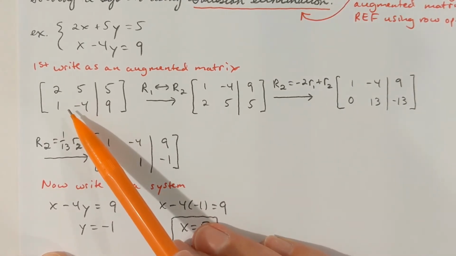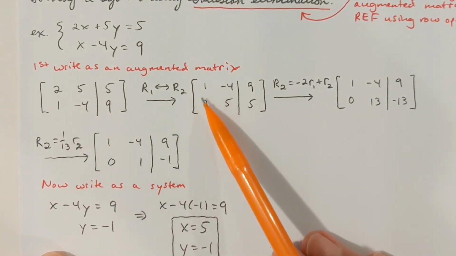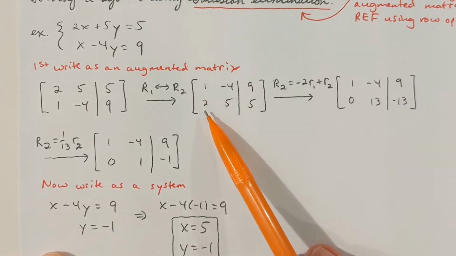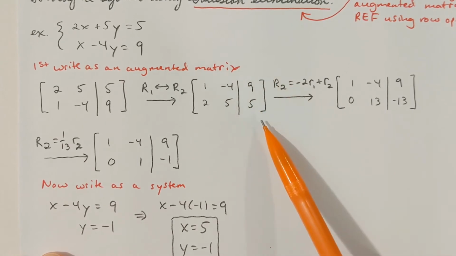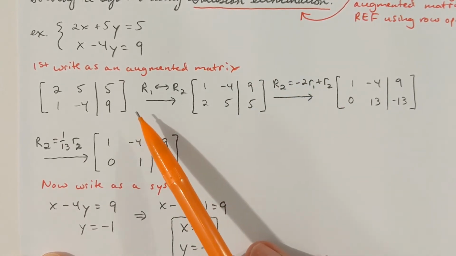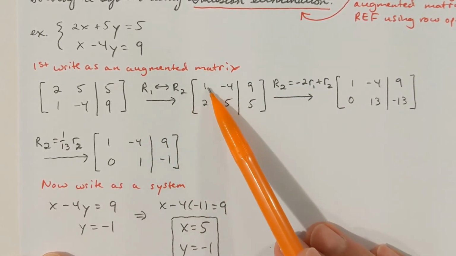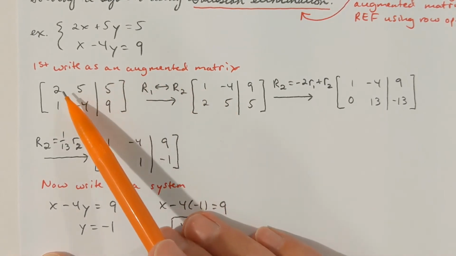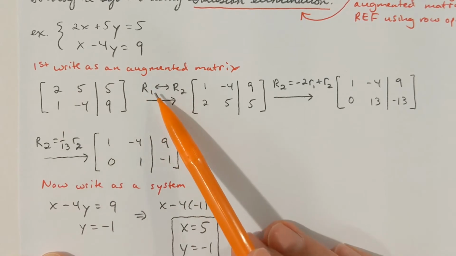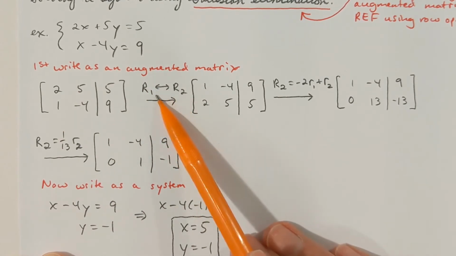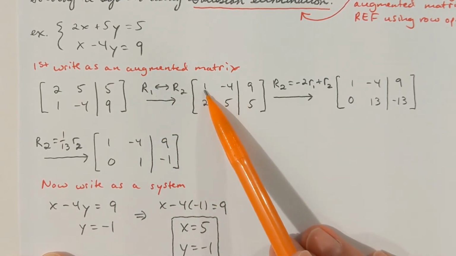Now there is an order to this. You want to get the columns set as you go along. So get column 1 set, and then get column 2 set, and then get column 3 set, etc. Step 1 is to get a 1 in the upper left-hand corner. So right now I've got a 2. If I switch row 1 and row 2, then now I've got the 1 in the upper left-hand corner.